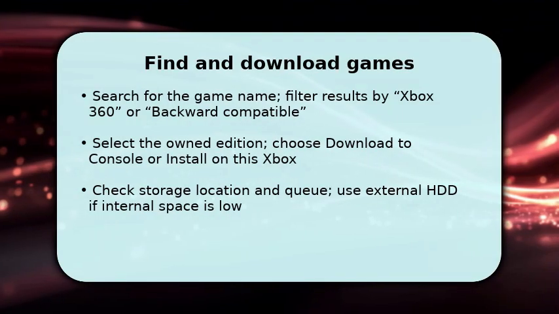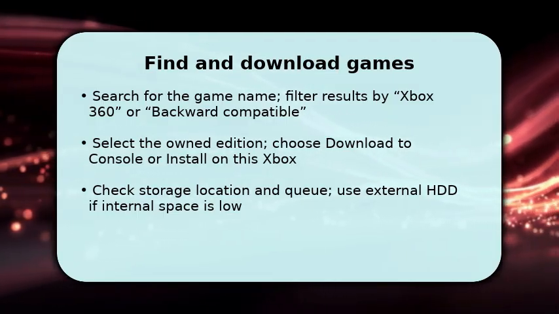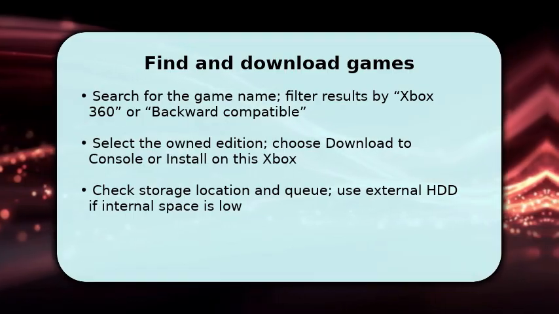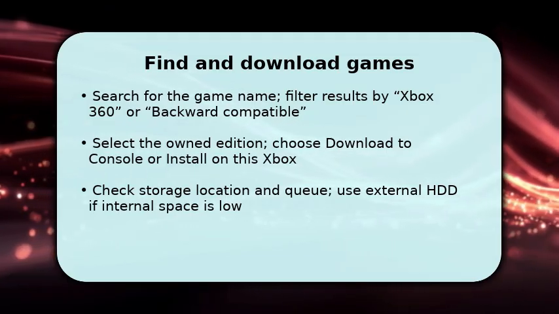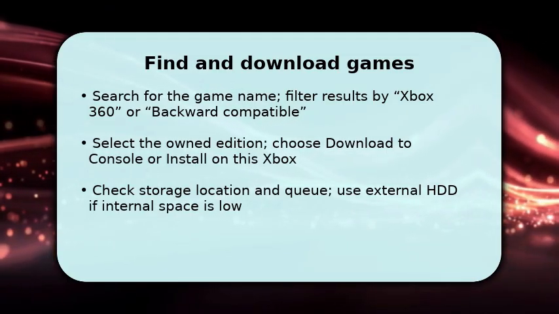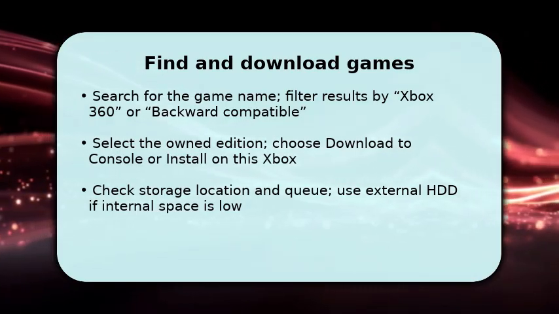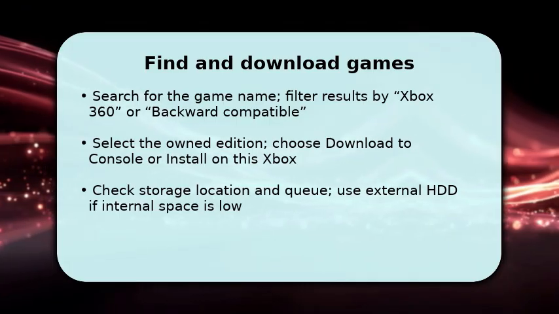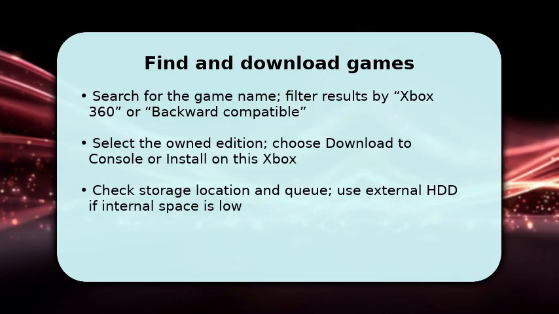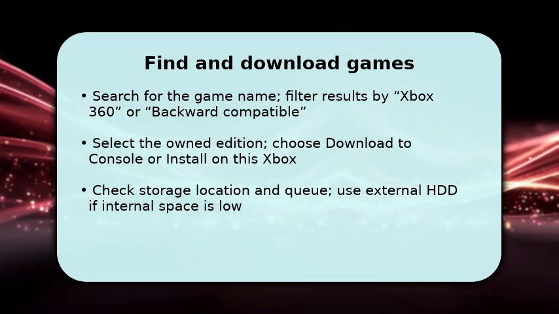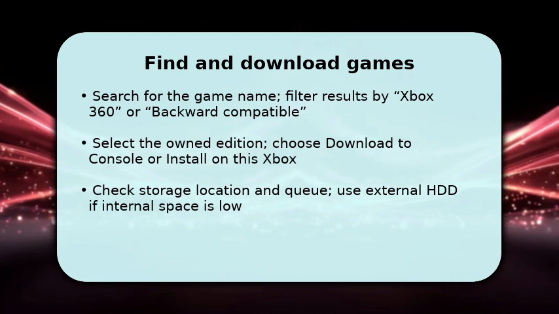Once you have My Library open, search for the specific Xbox 360 title and filter results to Xbox 360 or backward compatible items so you don't install wrong editions. Select the owned game entry, confirm it shows as purchased or eligible, and choose Download to Console or Install on this Xbox. Make sure to pick the correct storage drive. If internal space is low, attach an external HDD formatted for games. This guarantees a clean install and avoids fragmented downloads or missing DLC.